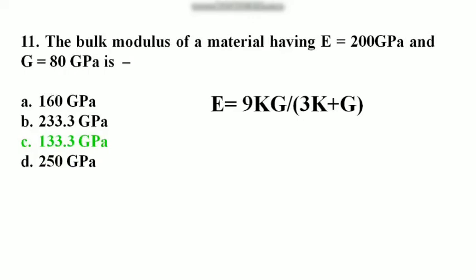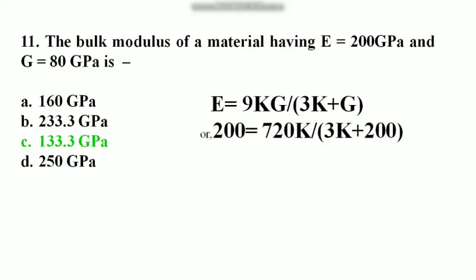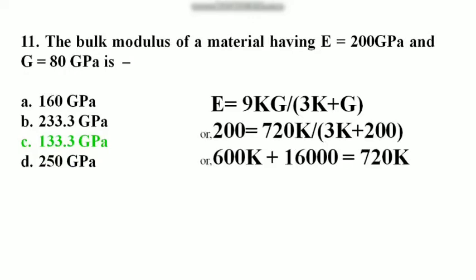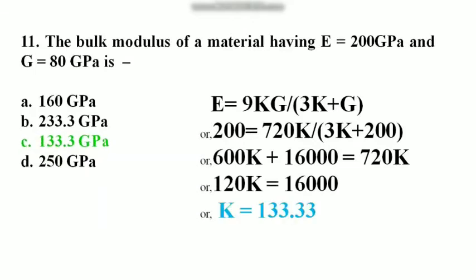We know E equals 9KG by 3K plus G, where K is the bulk modulus, G is the modulus of rigidity and E is the modulus of elasticity. So by putting the values in this equation, we can calculate the value of K, that is bulk modulus, equals 133.33 GPa.